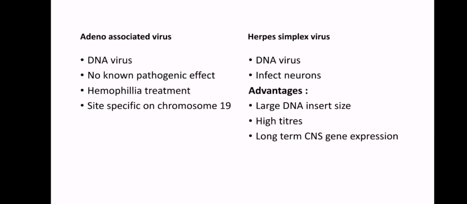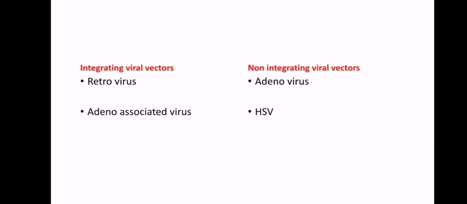Herpes simplex virus. It is a DNA virus and it infects neurons. Advantages are it can insert large DNA sizes and it's produced in high titers and it produces long-term CNS gene expression. We can classify the viral vectors basically into integrating viral vector and non-integrating viral vector.